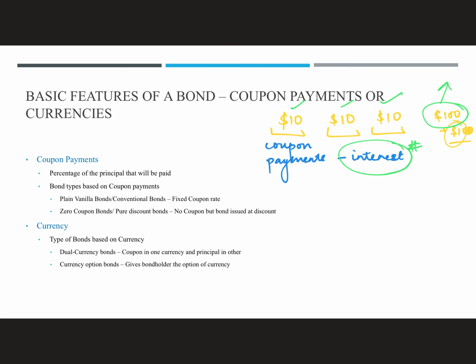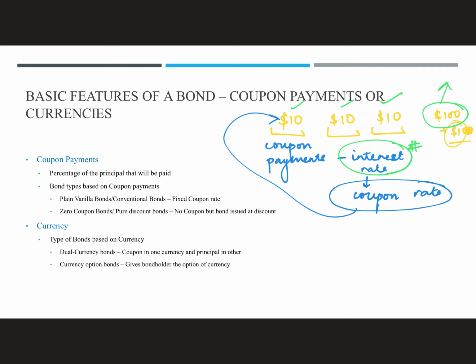And the interest rate, instead of calling it interest rate, now we will call it coupon rate. Why? Because now it is telling us how much coupon we will receive off the principal. So if the coupon rate is 10%, then off the principal, which is $100, you will receive $10 as a coupon payment. So 10% of your par value, face value, principal value is $10. That's your coupon payment.